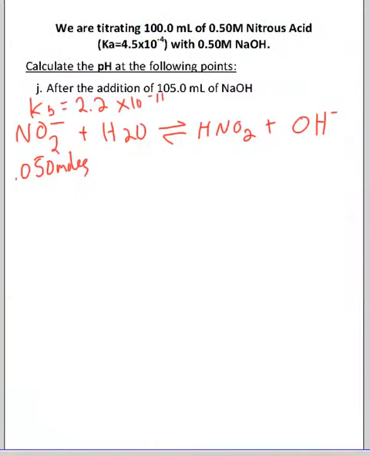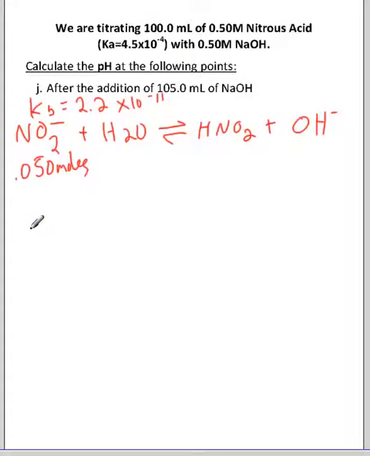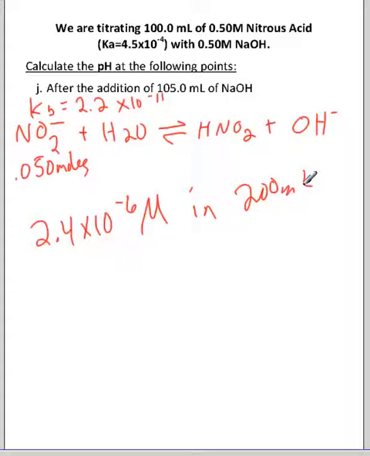So I could say for this guy, how much OH was he going to create? How much OH was made? I went back to that problem and figured out that he made 2.4 times 10 to the minus 6 molarity of OH ions. So if I go back to this problem, 2.4 times 10 to the minus 6 molar in 200 milliliters.